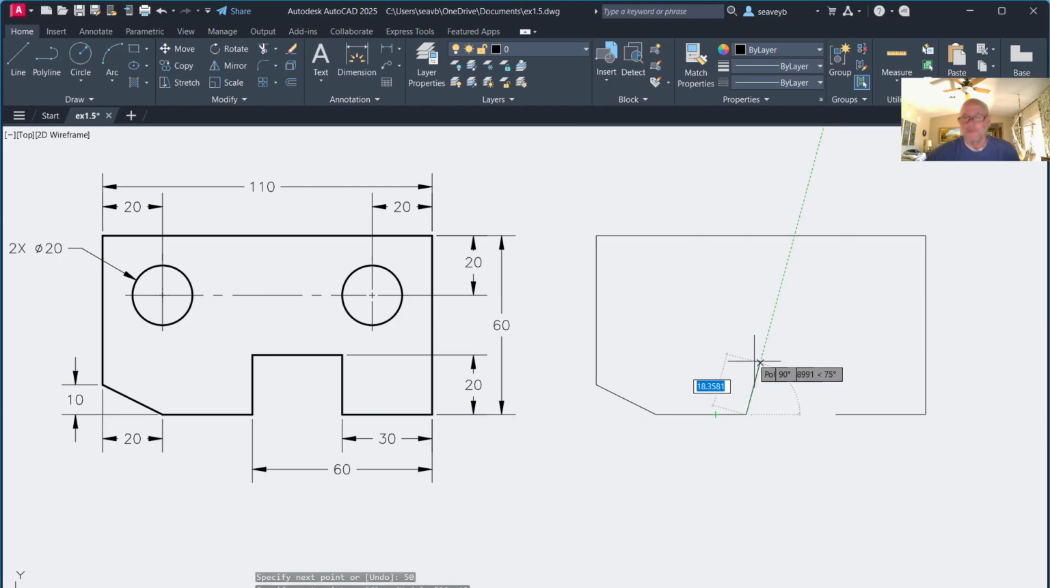So there's 30, and then it goes up 20. Here's that 20 dimension that goes to that top. And then 60 minus 30 is 30, so that's not too hard of math. And then back to the start.